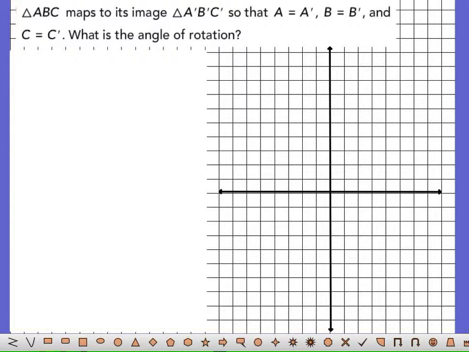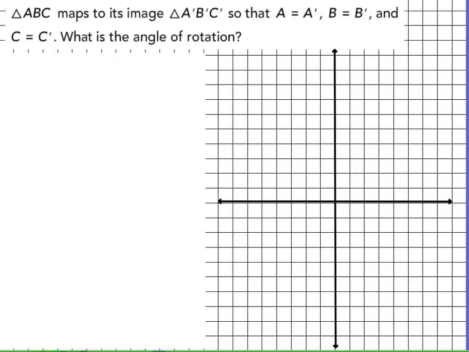Triangle ABC maps to its image, triangle A prime, B prime, C prime, so that A equals A prime, B equals B prime, and C equals C prime. What is the angle of rotation? It doesn't give us any specific points, so we can draw our own wherever we want to. So I'm going to call this point A, this B, and this one C.